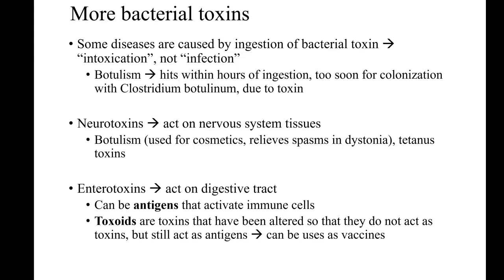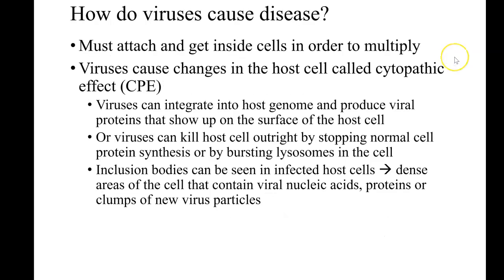We also know that toxins can act on the nervous system. So things like botulism with Botox, tetanus toxins as well, enterotoxins. These are going to be things that act on the digestive tract. We also know that viruses cause disease. We talked a lot about viruses in chapter 11.